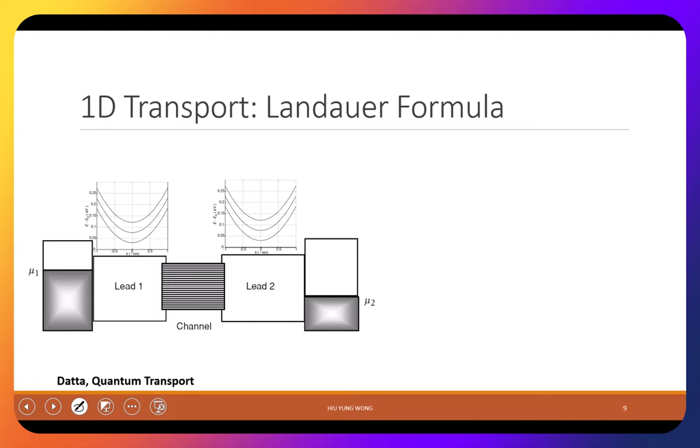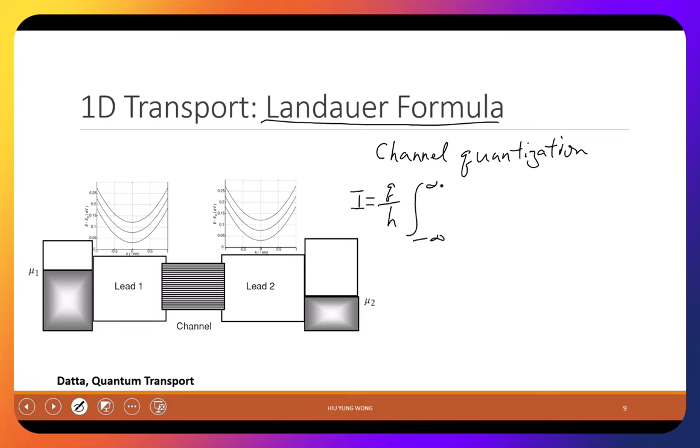So then there's something called the Landauer formula, right? That is how they find the current due to channel quantization. The current equals the charge divided by the Planck constant. And then you just integrate over the energy, right? Just go through all the possible energies. And then for each channel, each energy channel, you have a transmission coefficient.